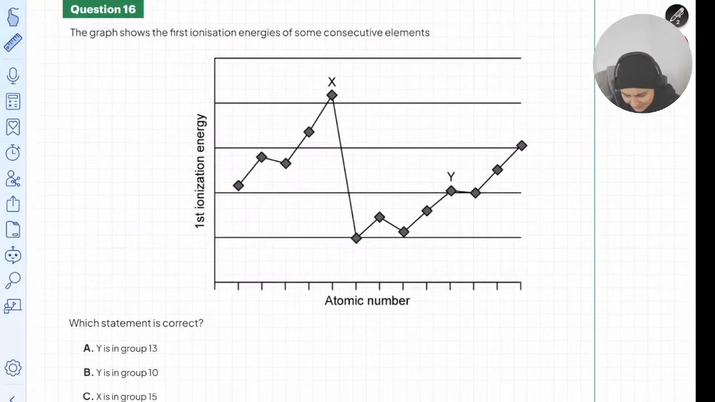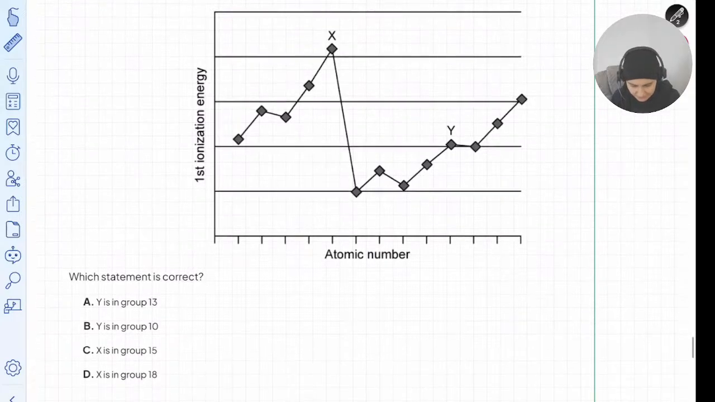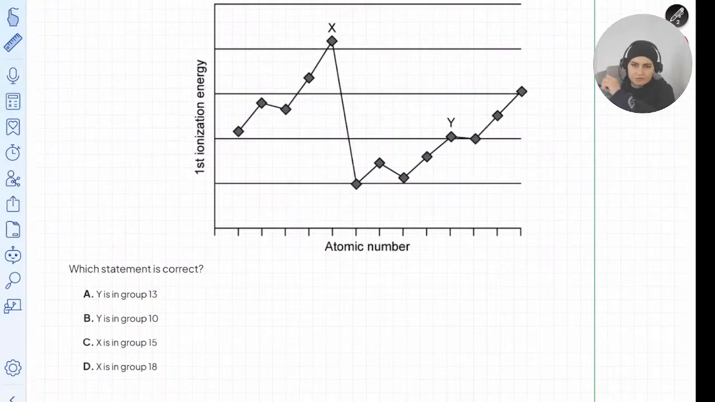Okay, let's see. The graph shows the first ionization energies of some consecutive elements. Consecutive elements means that we're moving across the periodic table, so the elements are one after another. Which statement is correct? What can we tell about X right away? What we can tell is that it has the highest ionization energy in its period, right? Because it goes up, reaches the top, and then falls down. This is the pattern when you reach the end of the period and then change the period.